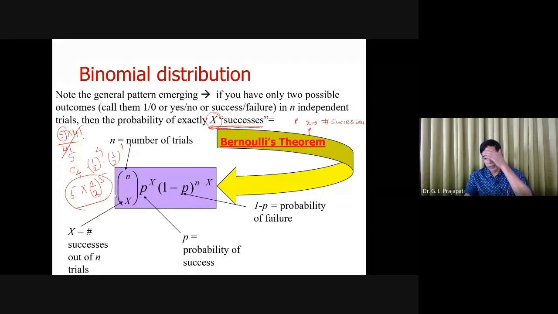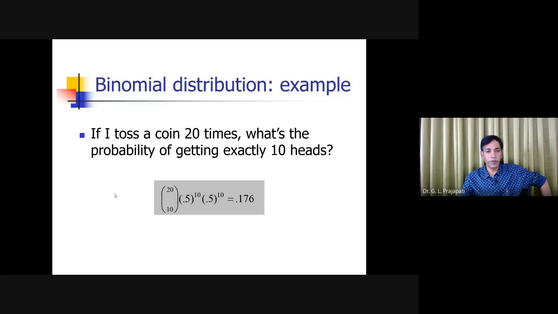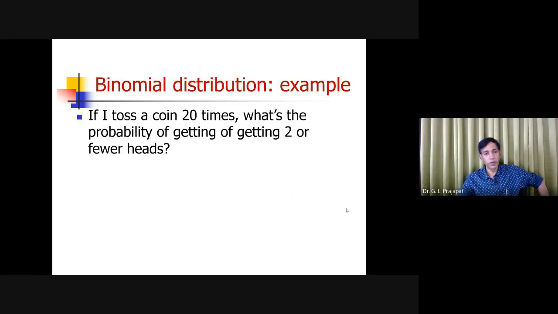So with the help of this formula, you can easily compute. If I toss a coin 20 times, the number of trials, how many times does head come? 10 times. So this is the number of successes, this is the probability of success, and the probability of failure is 1 minus the probability of success. The number of failures is 10, because 20 minus 10, and this is like this.